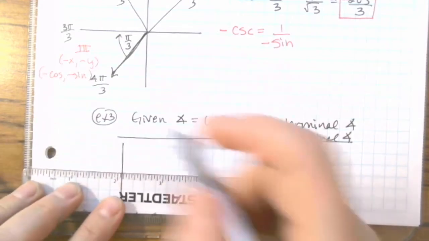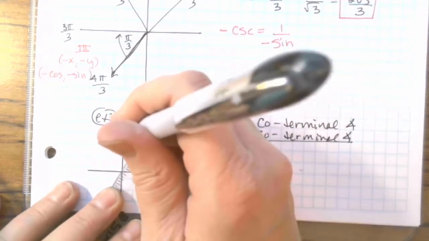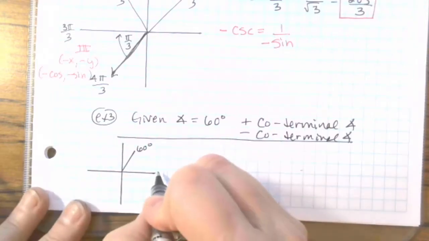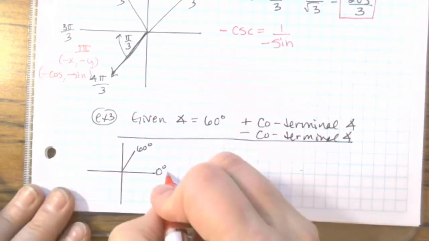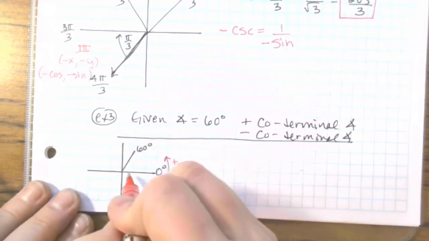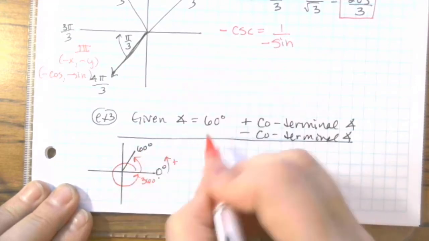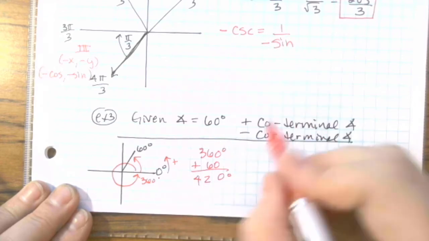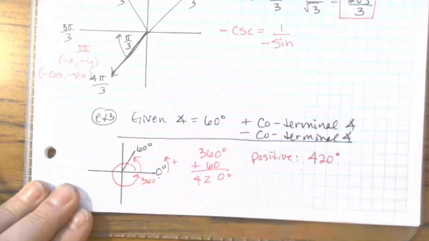So let's draw a graph, and we've got a 60-degree angle, which is about there. So that is your 60-degree angle. So we want a positive angle that lands on the same spot. So the way you do that is you go in the positive direction, which is counterclockwise. We go all the way around to 360, and then we add 60. So 360 plus 60 degrees is 420 degrees. So our positive coterminal angle is 420 degrees.